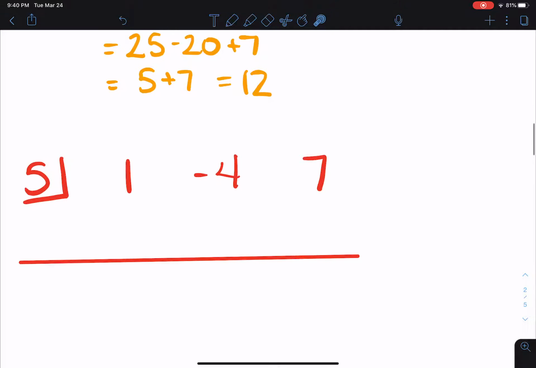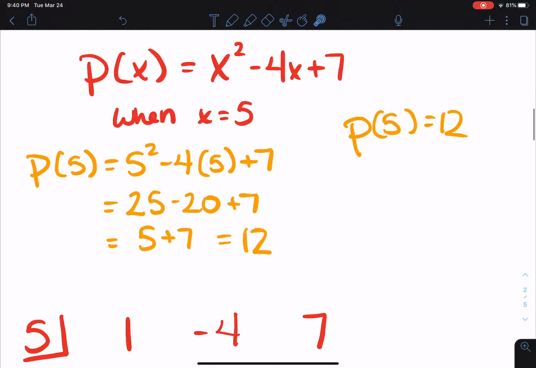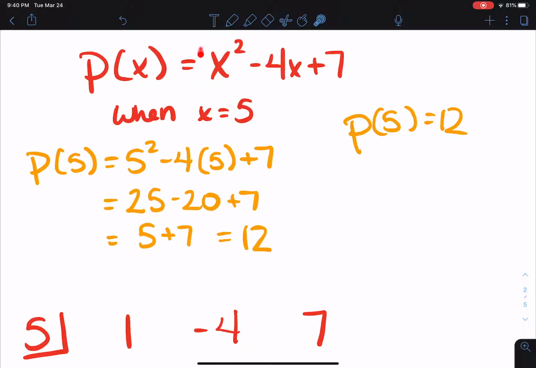So I'm setting this up here. It is the exact same thing. You'll notice that this should be like 1x squared. Here's my 1, negative 4, 7. And we're evaluating at x equals 5. So I'm going to put a little 5 down there.